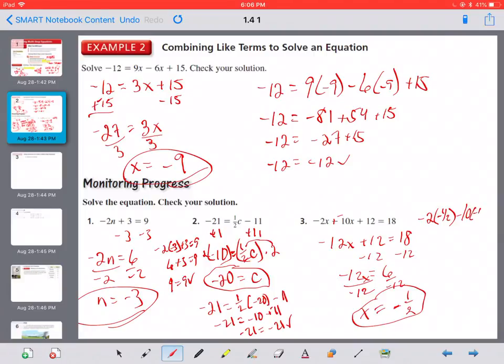Let's see, -2 times -1/2 minus 10 times -1/2 plus 12. That's supposed to equal 18. Negative makes positive. 2 times 1/2 is 1. 10, negative makes positive. 10 times 1/2. What does that make? That makes 5 plus 12 is supposed to equal 18. 6 plus 12 equals 18. 18 equals 18. Yes, it does. And it checks out.